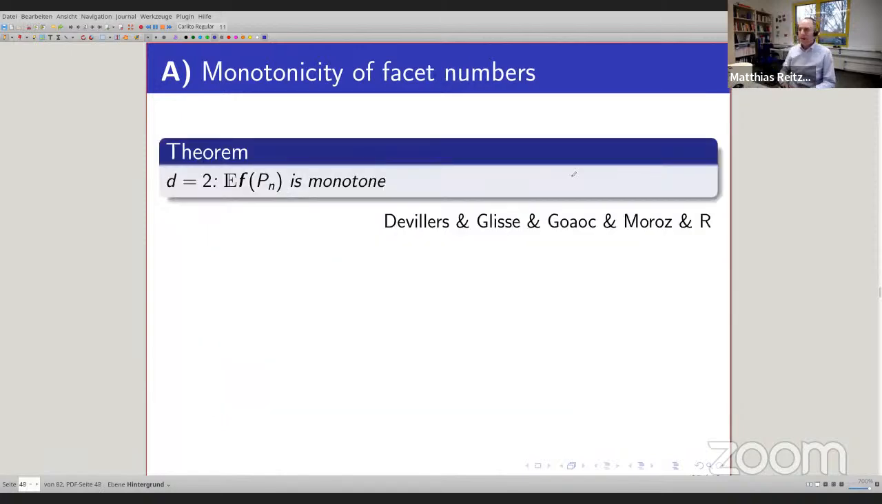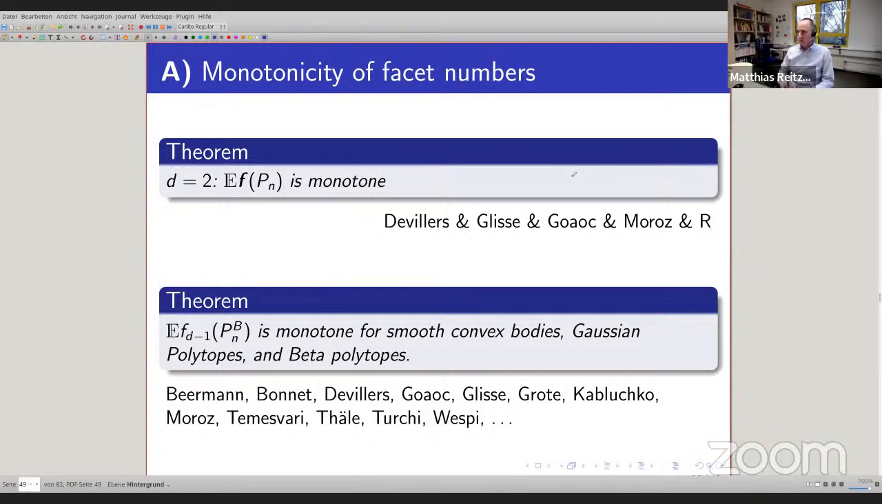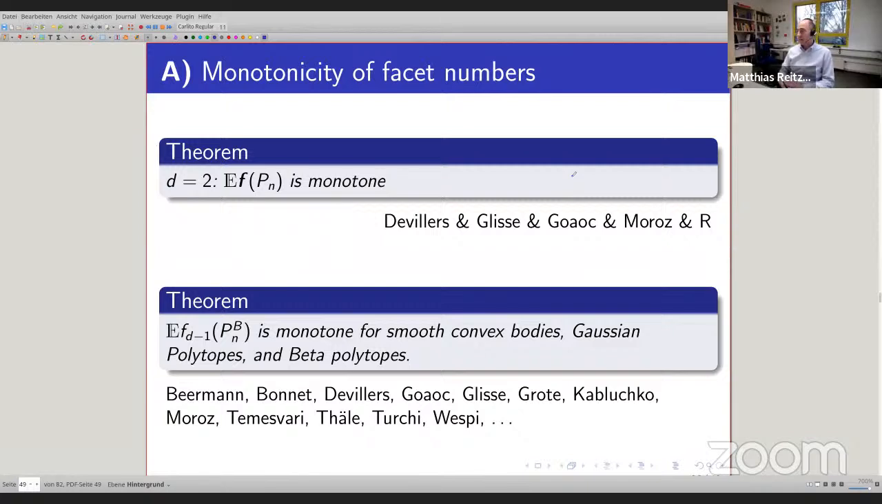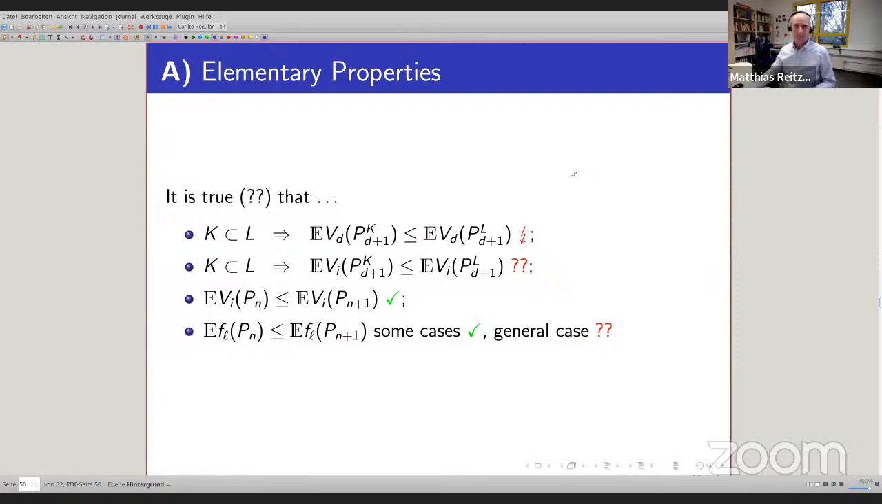The only case where we really do know the monotonicity here is the planar case. There we have a very explicit formula for the expected number of vertices and edges, and therefore one can prove monotonicity, but the general case is widely open. So we know it for smooth convex bodies, where it's clear and one can prove it. We know it for Gaussian polytopes, for beta polytopes, for certain kinds of random polytopes, but the general case is open. We do not know the monotonicity property in the general case. So some cases we know, but the general case is still open.